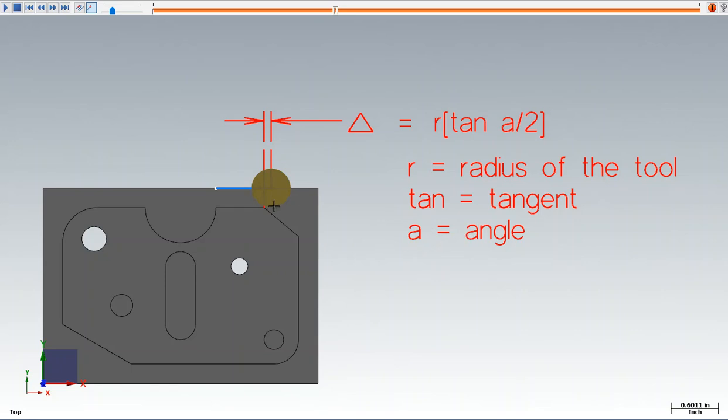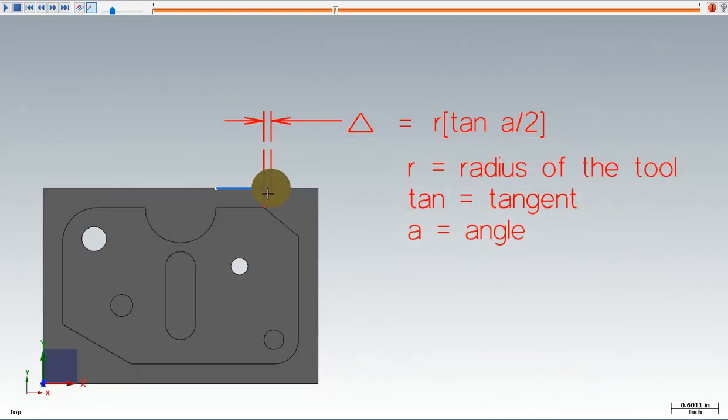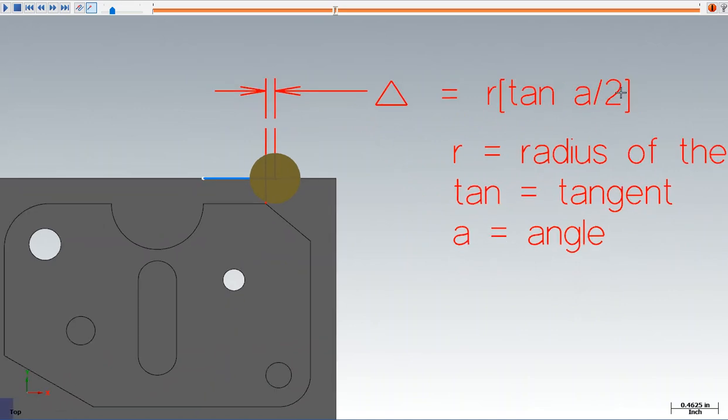Okay, so the angle here, in this case, for this part, is 40 degrees, right? So the angle that we're traveling. And so that's the formula. Now, one thing to keep in mind is you really kind of need to work backwards. You need to make sure that you divide the angle by 2 before you take the tangent. Otherwise, you get the wrong answer.